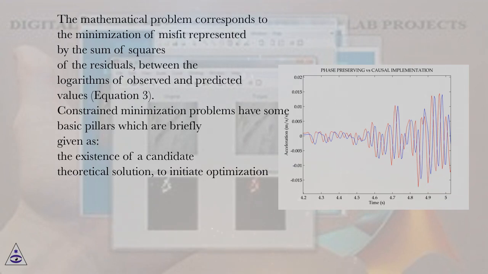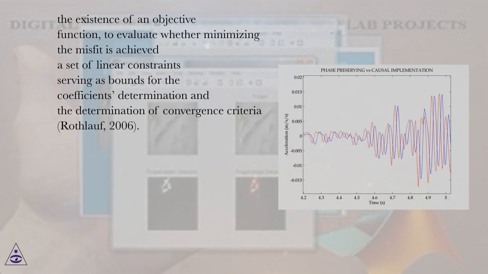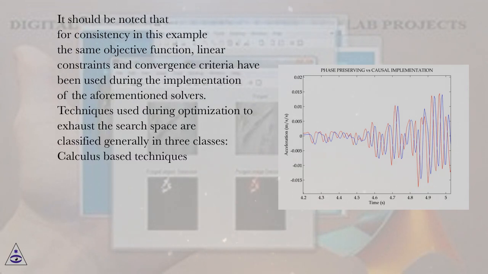Constrained minimization problems have some basic pillars which are briefly given as: the existence of a candidate theoretical solution, to initiate optimization; the existence of an objective function, to evaluate whether minimizing the misfit is achieved; a set of linear constraints serving as bounds for the coefficients determination; and the determination of convergence criteria, Rothlauf, 2006. It should be noted that for consistency in this example, the same objective function, linear constraints, and convergence criteria have been used during the implementation of the aforementioned solvers.